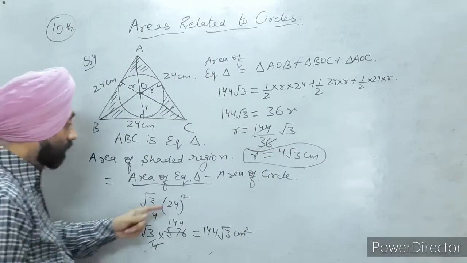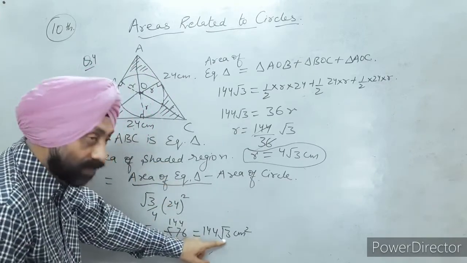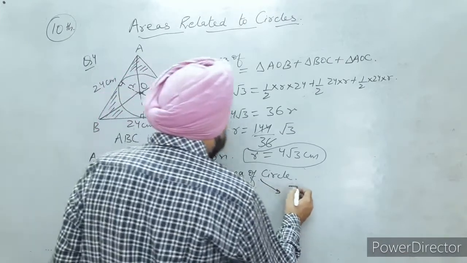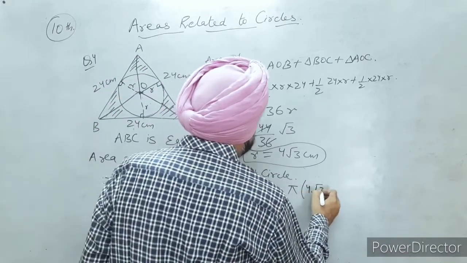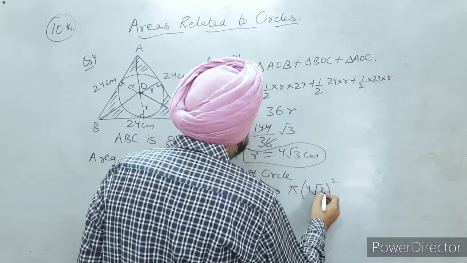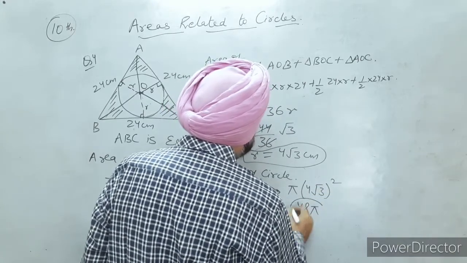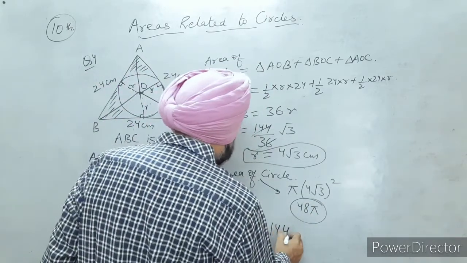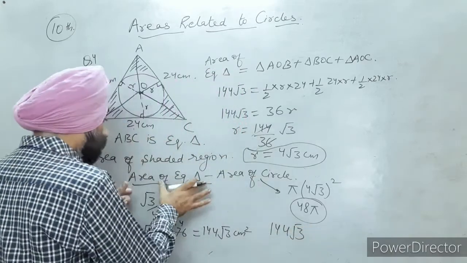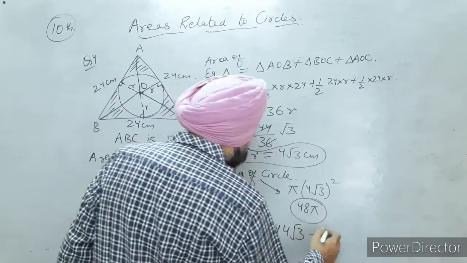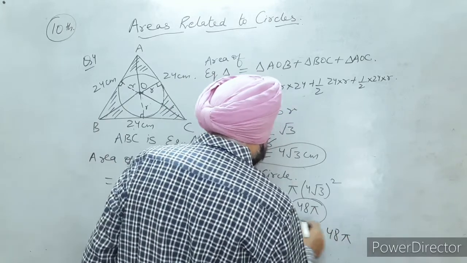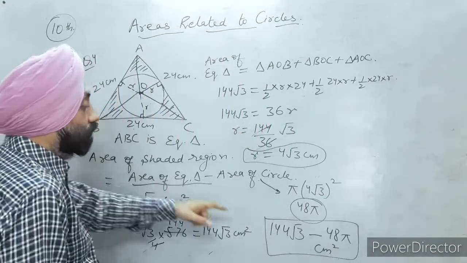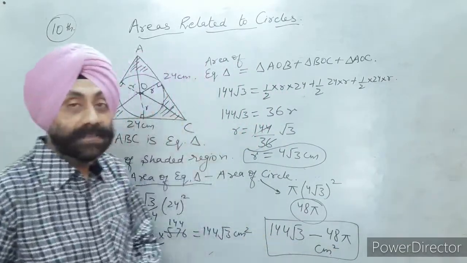Now it's very simple. I have the area of the equilateral triangle as 144 root 3 centimeter square. The area of the circle is pi radius square, 16 into 3, 48 pi. The area of the equilateral triangle minus the area of the circle will give you the area of the shaded region, that is 144 root 3 minus 48 pi. Obviously it is in centimeter square.